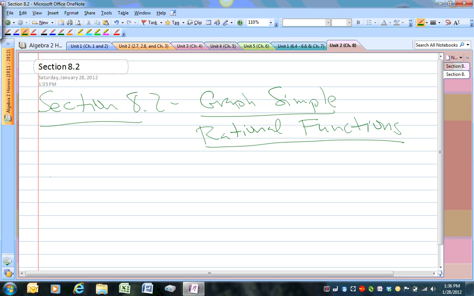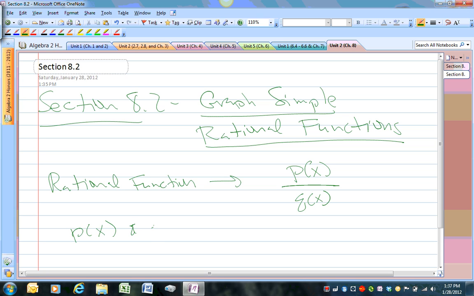First of all, let's define a rational function. A rational function has the form p of x over q of x, where p of x and q of x are both polynomial functions.